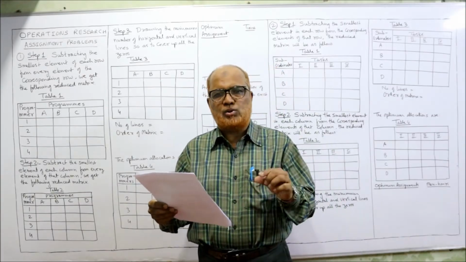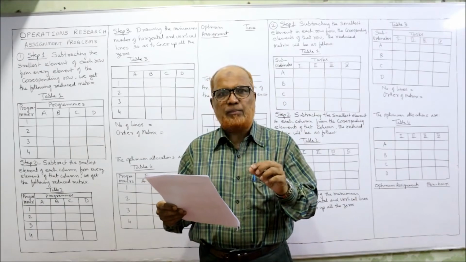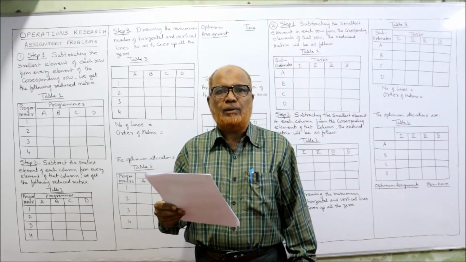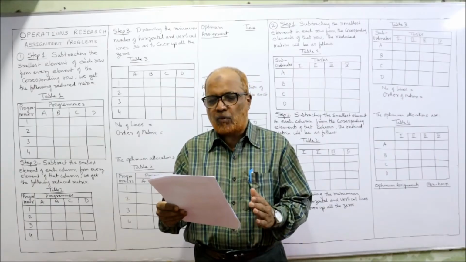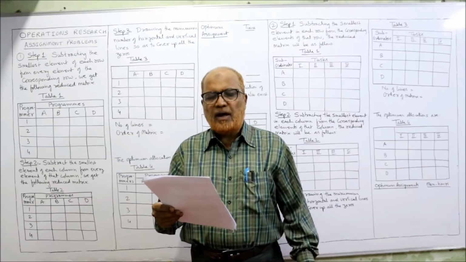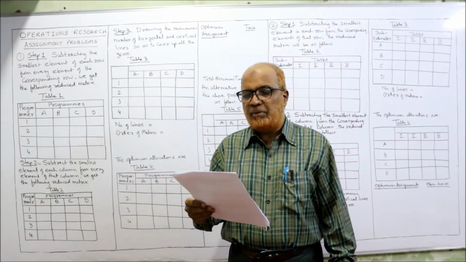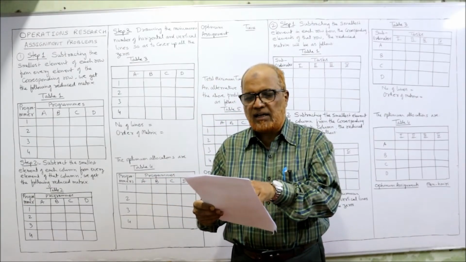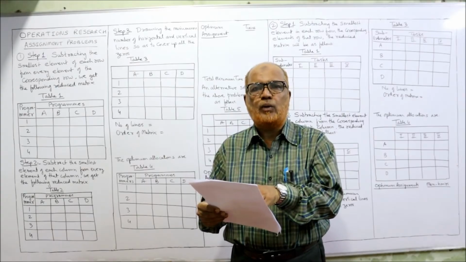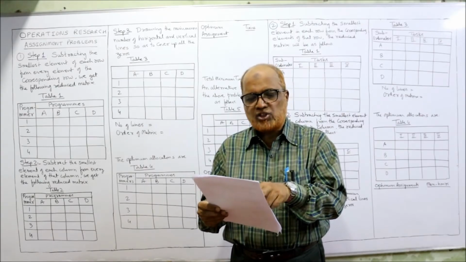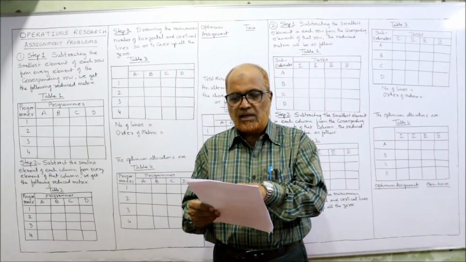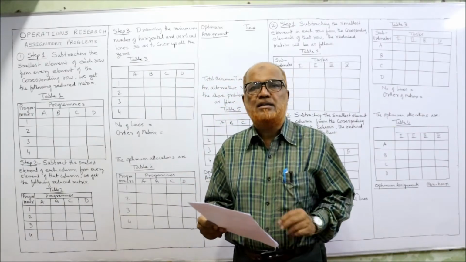Programmers are given in rows: first programmer, second programmer, third and fourth. Programs are given in the columns: A program, B program, C and D program. The time estimates are given in minutes. For example, if the first programmer is assigned the A program, he will take 120 minutes. If given the B program, he will take 100 minutes, C 80 minutes and D 90 minutes.